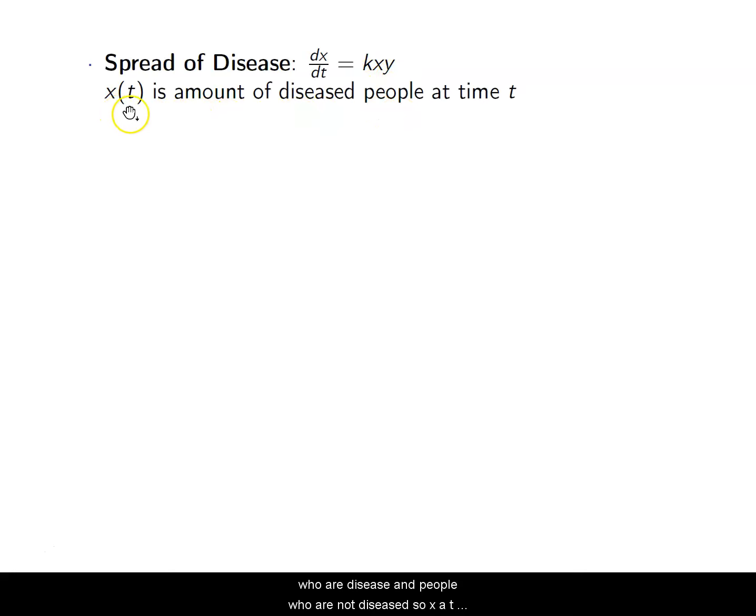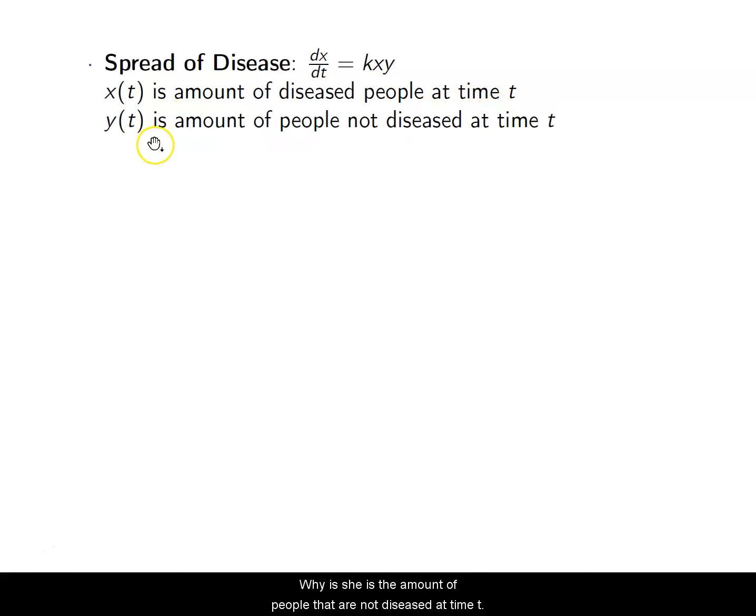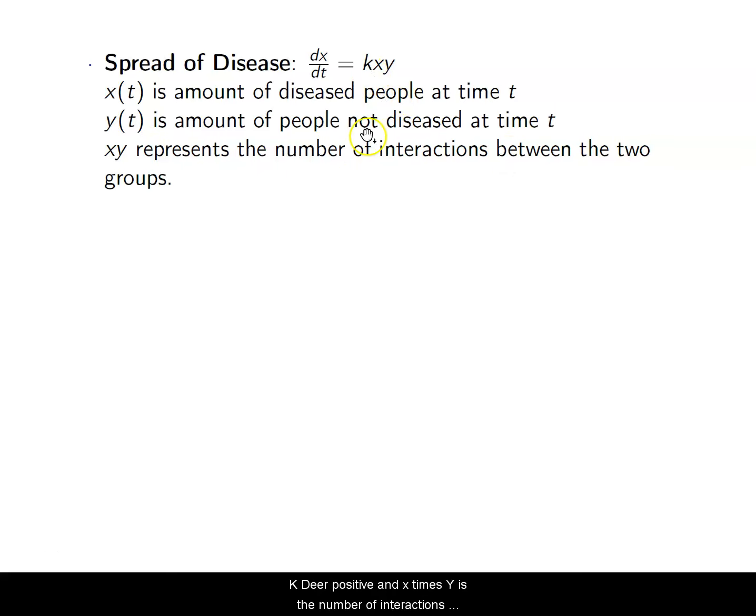K times, maybe it's x plus y, maybe it's x squared, x times y. Let's see here. It's actually x times y, right? So x times y is the number of interactions between people who are diseased and people who are not diseased. So x of t is the amount of diseased people at time t. Y of t is the amount of people that are not diseased at time t. K here is going to be positive, and x times y is the number of interactions between the two groups.